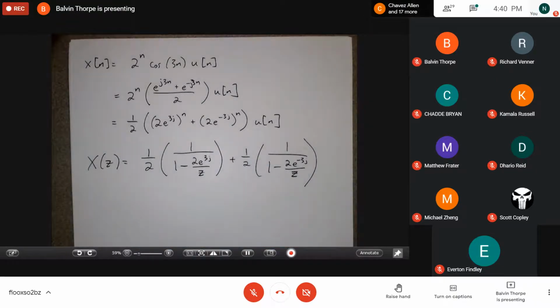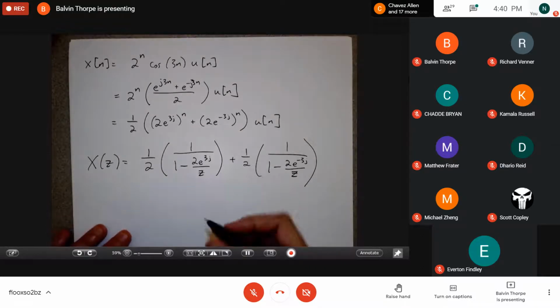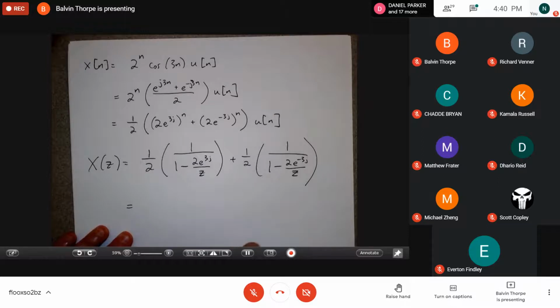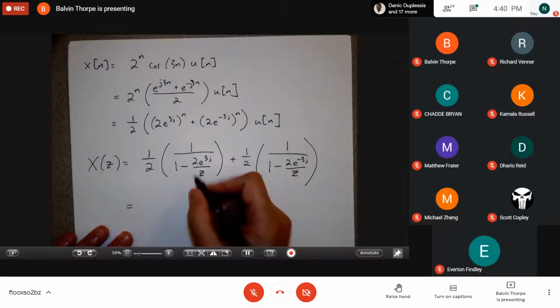Okay. And now, what is this thing going to turn into? Well, I'm going to have to multiply through by some stuff. So I'm going to multiply each of these guys by a z.